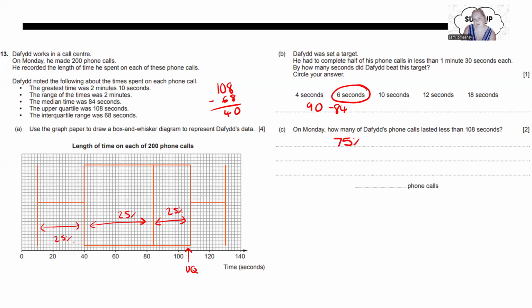So I need 75% of my 200. So we know that 25% is 50. So then times that by 3, so 150 phone calls, and that's that done.